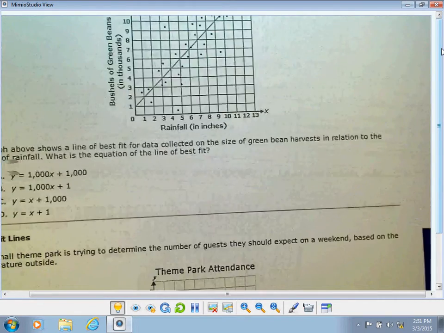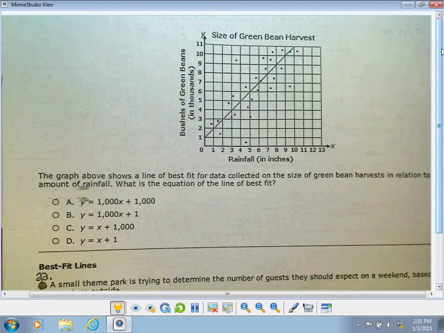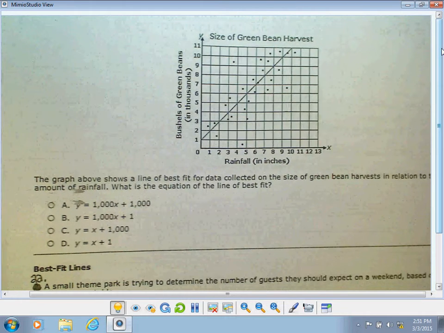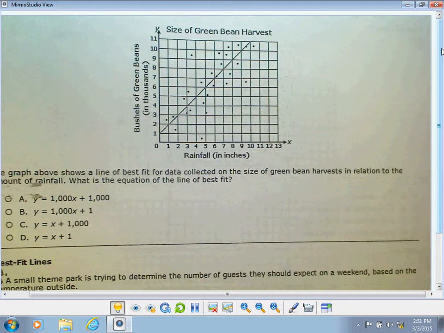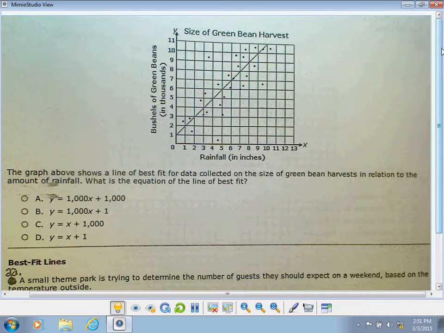Alright, let's look at the last lesson of this thing, which is on best fit lines. The reason why we put this here is not so much because we're asking you to draw best fit lines, although you might have to. It's really about being able to write an equation from a graph, which you guys have been working on a little bit. It just hasn't necessarily been with scatter plots, but it doesn't matter. It's still a linear equation.